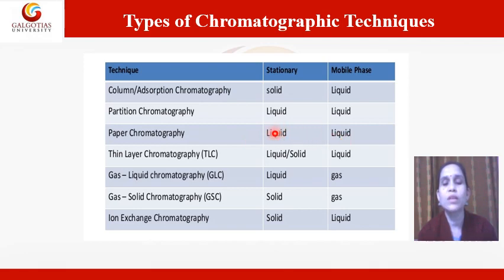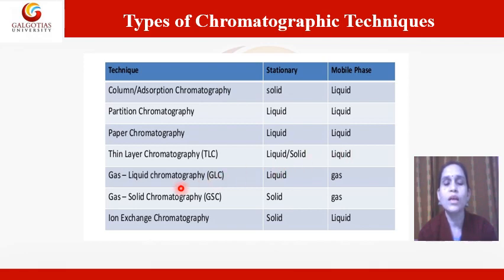That means the moisture and water present in the pores of the paper will act as the stationary phase. Then thin layer chromatography. In thin layer chromatography, our stationary phase may be liquid or solid, but the mobile phase is always liquid.